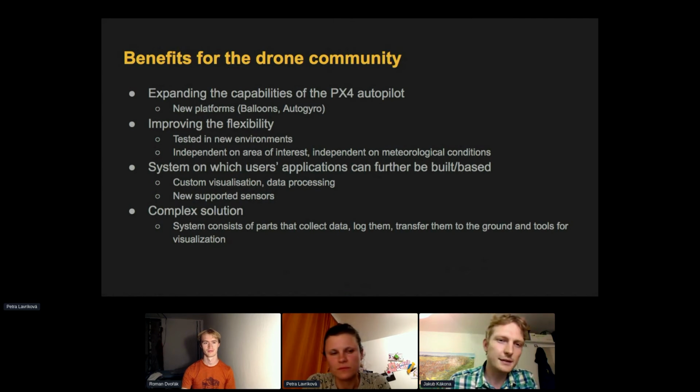Yes. The first benefit could be the support of new platforms. For example, there was a balloon and an autogyro, and the system also improved flexibility because we tested the PX4 stack in new environments, in a very wide area of interest, and in very harsh meteorological conditions.